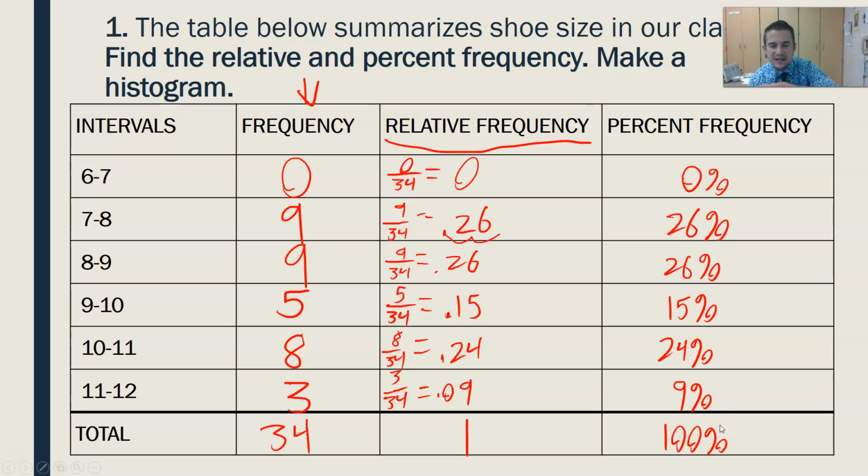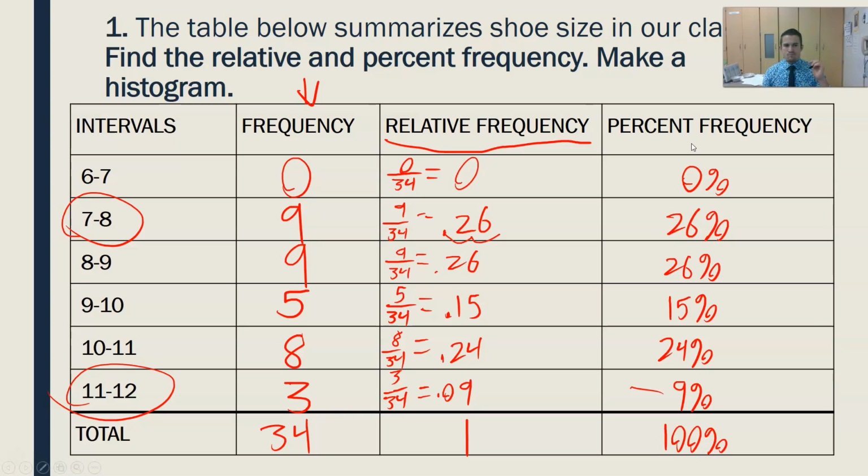So, taking a look at this table here, about 26%, or about a quarter, of all of my students who filled out this survey have shoe sizes between 7 and 8. And then about 26% of my students have shoe sizes between 8 and 9. Only 9% of my students had shoe sizes between 11 and 12. So a smaller amount of my students have really big feet, and 0% of my students had really small feet. So that's kind of analyzing this information. This table helps me to see, okay, what proportion of my class has these different shoe sizes?